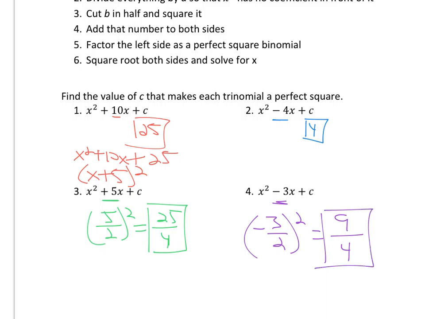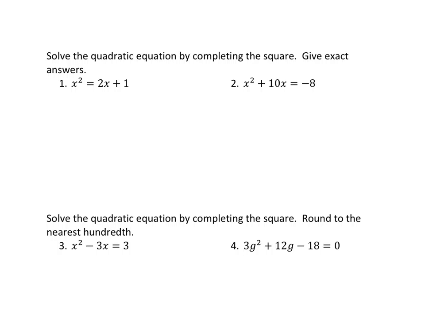Okay, let's place this in context now. The whole point of this is we're going to try to solve these things by completing the square. We're going to give exact answers here, so we're going to use what you just learned on Wednesday, how to reduce radicals. And in 3 and 4, I'm going to show you how to use the calculator to do these things. Okay, so number 1.